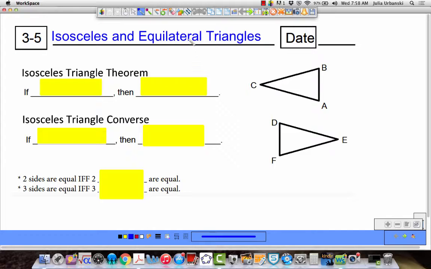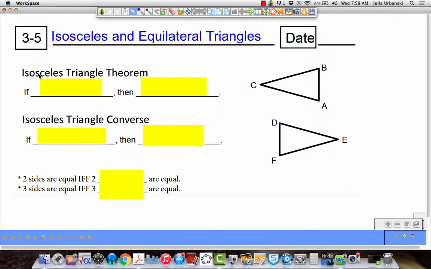If there are three equal sides, how many equal angles do you think there are going to be? 3. And how many angles are there in a triangle? How many degrees? 180 in a whole triangle. Divide that equally by 3. What do we get? 60. So in an equilateral triangle, it's 60, 60, and 60.